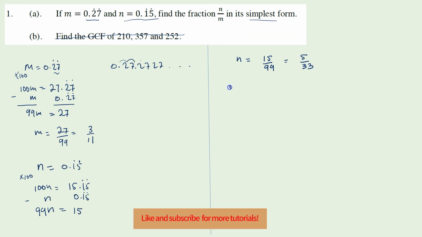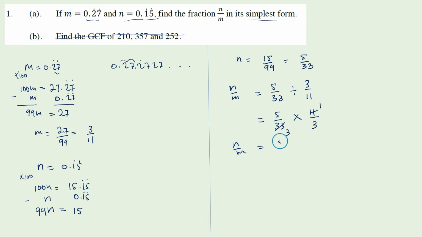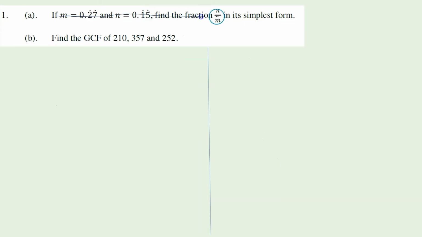Okay, so we need to find n over m. This is going to be, n is 5 over 33, and we divide by m, which is 3 over 11. Okay, so get rid of that division there, and you change and flip. So 11 over 3. Simplify this, you get 3, and you get 1 there. So the answer is n over m is equal to 5 over 9.